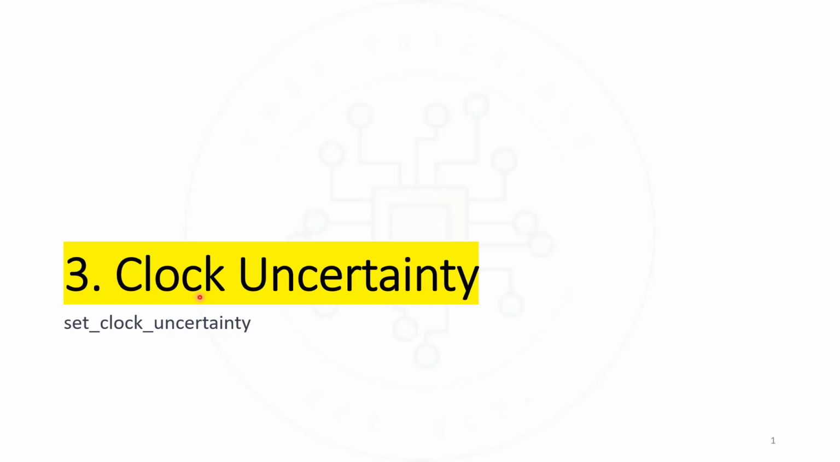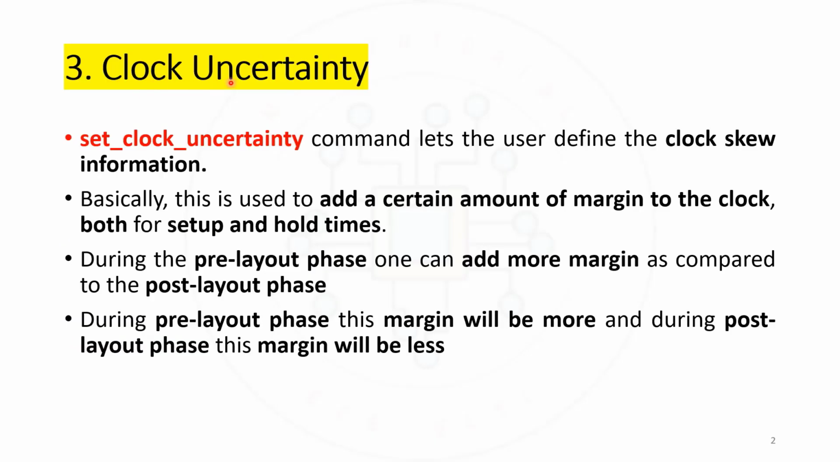In this video, let us try to understand about clock uncertainty, and the command that we need to use is set_clock_uncertainty. The set_clock_uncertainty command lets the user define the clock skew information. Basically, this is used to add a certain amount of margin to the clock, both for setup and hold times. During the pre-layout phase, one can add more margin as compared to the post-layout phase.